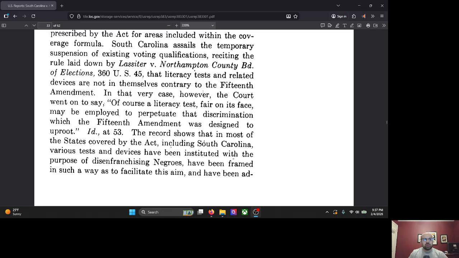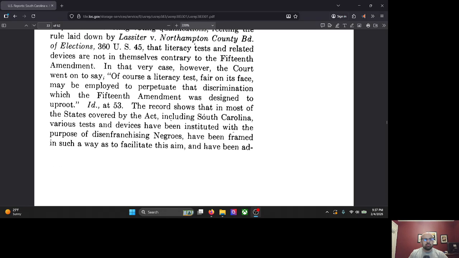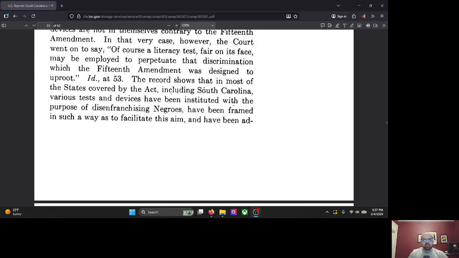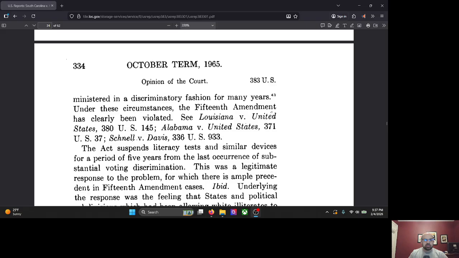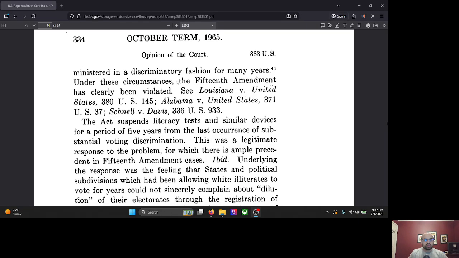That literacy tests and related devices are not in themselves contrary to the 15th Amendment. In that very case, however, the court went on to say, "Of course a literacy test, fair on its face, may be employed to perpetuate that discrimination which the 15th Amendment was designed to uproot." The record shows that in most of the states covered by the Act, including South Carolina, various tests and devices have been instituted with the purpose of disenfranchising African Americans, have been framed in such a way as to facilitate this aim, and have been administered in a discriminatory fashion for many years. Under these circumstances, the 15th Amendment has clearly been violated.